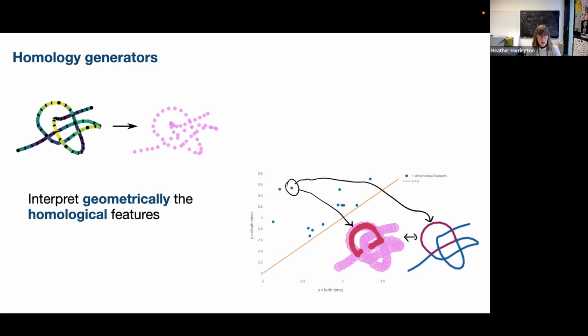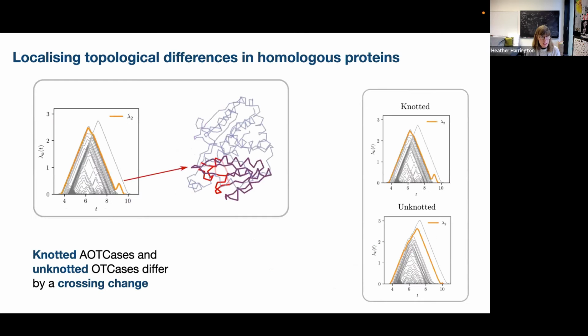So we looked at this basis element, we looked at the vertices that were involved, and it precisely localized this crossing change in the knotted versus unknotted protein, when these have a very similar sequence. So these are homologous proteins, so their sequences are almost identical, but they differ because we know that the topology is different. We know one is knotted and one is unknotted, for example. And so we could actually distinguish these knotted, what are called AOT cases, and unknotted OAT cases by this crossing change using these persistent homology generators. So just from the landscape, which is pretty cool, right?